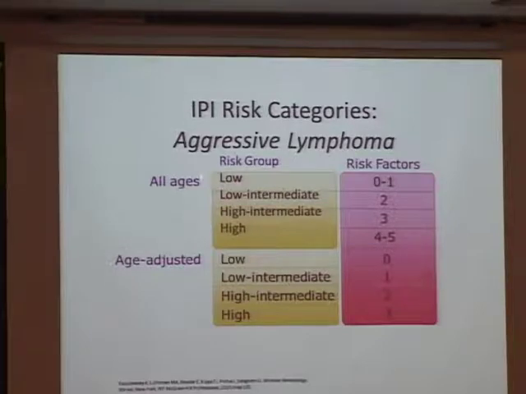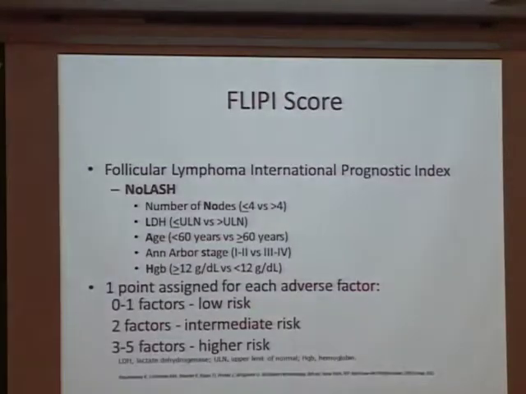So these are the numbers. Obviously you'd rather have fewer risk factors. 0 to 1 is good. 4 to 5 is bad. 2 to 3 is intermediate.